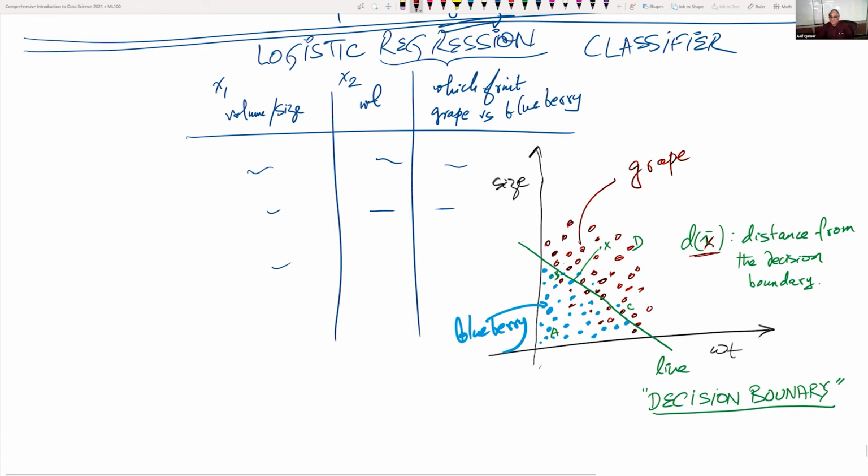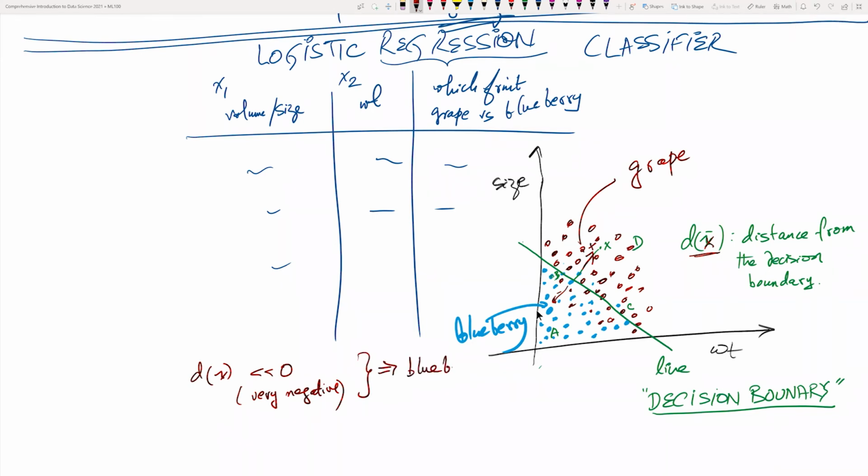Let's take a notion. If you go in this direction, northeast here, you call this the positive direction, and southwest is the negative direction, because we need an axis, right? So let us say that when dx is very much smaller than, very negative, you can be sure what it is? This is a blueberry. It's a blueberry.